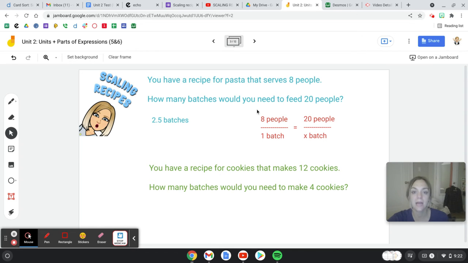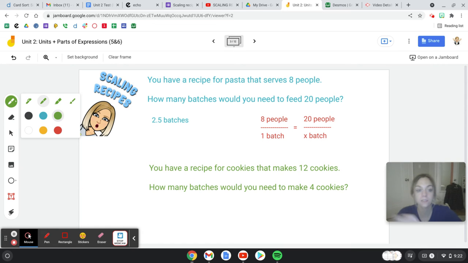Okay, so I went ahead and made this red so it's a little bit easier to see. I know that I have 8 people or 8 servings, either one works, in one batch. Now my question is asking me about making 20 servings to feed 20 people. So I've got my people up here, and they did not tell me how many batches I would have to make. That's what I'm trying to figure out. So if I cross multiply, I get 20 times 1, which is just 20, and then I get 8 times x, which is 8x.